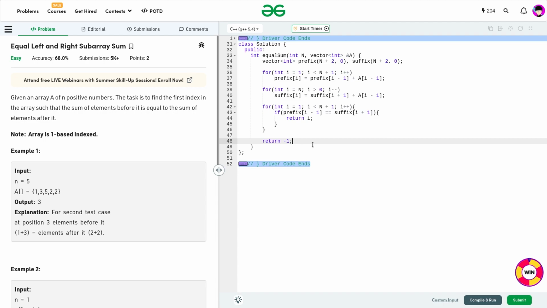So this was the solution for today's problem of the day, Equal Left and Right Subarray Sum.